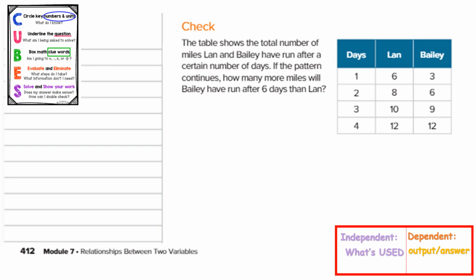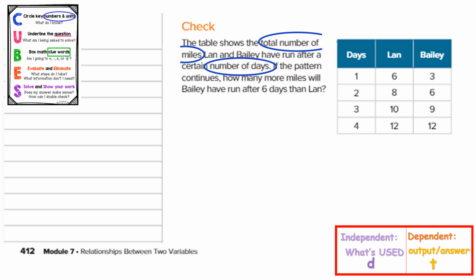So let's do this final one before we move on and talk about the assignment. This says, the table shows the total number of miles that Lan and Bailey have run after a certain number of days. If the pattern continues, how many more miles will Bailey have run after 6 days than Lan? So we have total number of miles, and total, once again, means equal. So I know that my total number of miles is going to be my T. That's going to be my output or my answer.